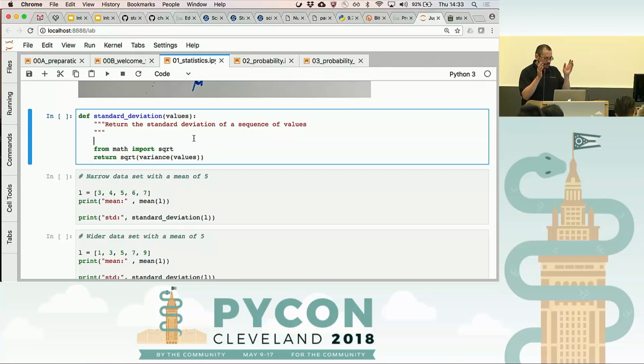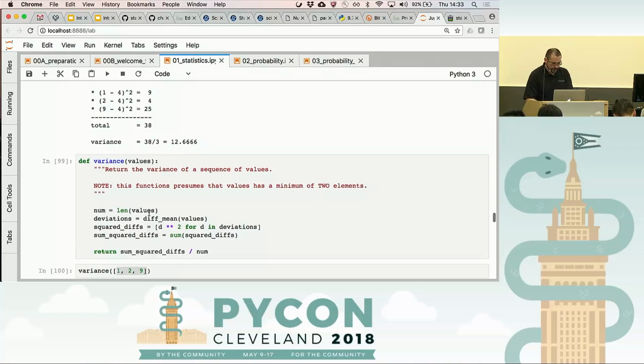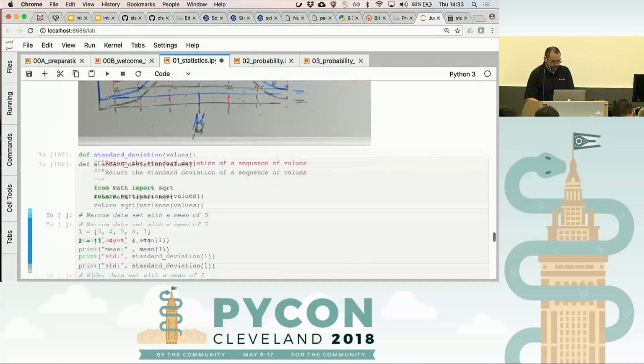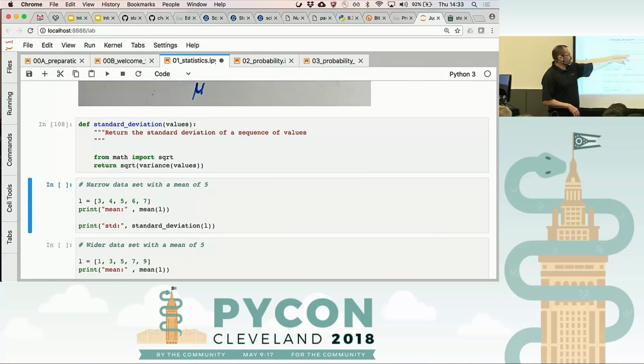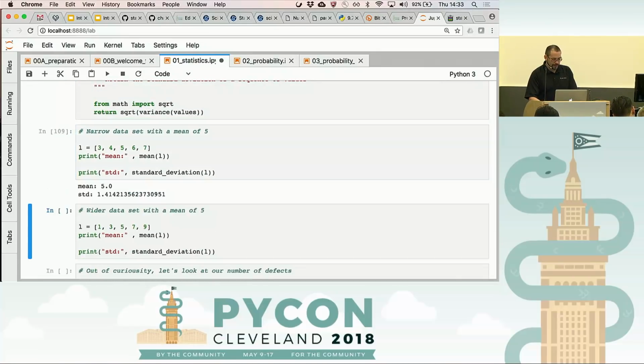All right. So I've got a fairly straightforward, and let me make sure I ran the variance formula earlier. Let's see, diff mean. So I've got a fairly straightforward standard deviation calculation here. It uses my variance function that I created earlier, does the math. I have a fairly narrow data set. All the stuff is pretty close together. The mean is 5. We have another one that's a little bit broader. It goes from 1 to 9. But the mean is also still 5. And so let's look at how these 2 things calculate out.